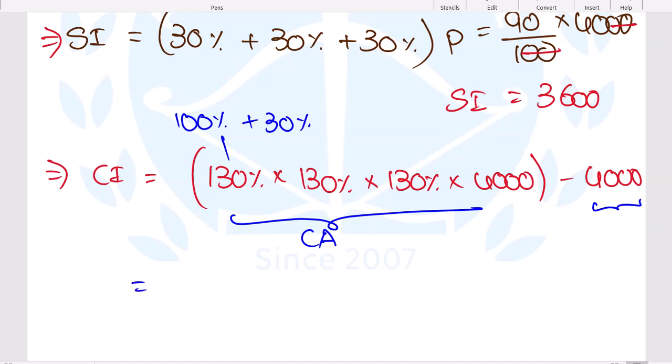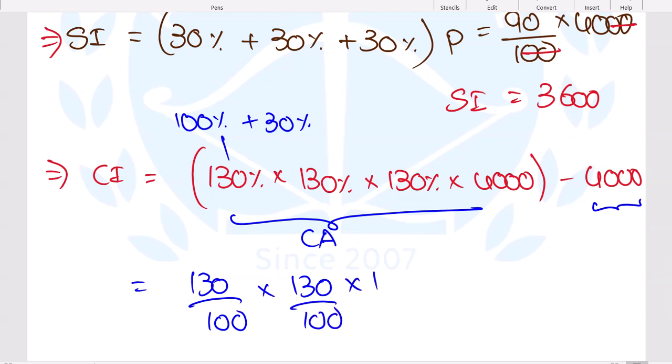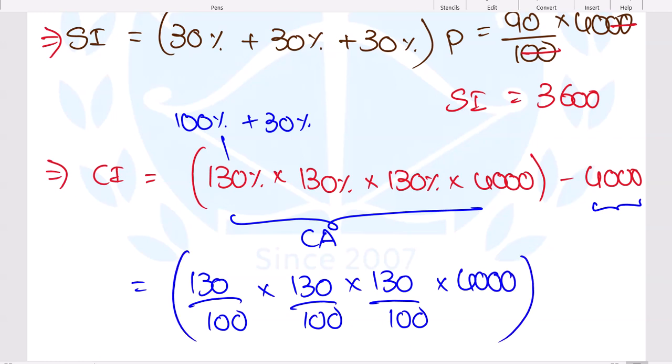Now doing the calculations, this is 13 cube, these zeros will all cancel anyhow. See, 130 divided by 100. In TCS company, a virtual calculator is allowed. You can take the help of the virtual calculator to do calculations. Minus 4,000. Here this 0 out, this 0 out, this one out. Now again this 100, this out.